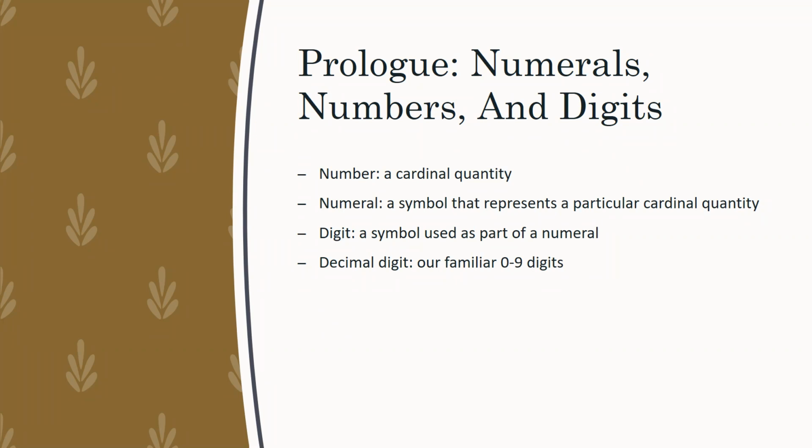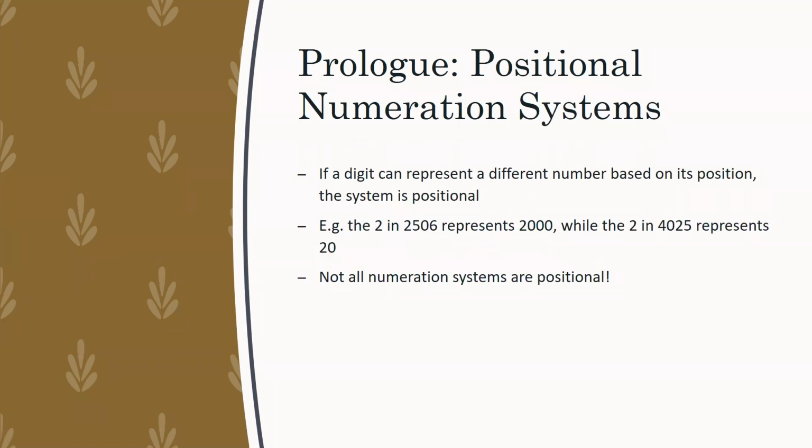A digit is a symbol that's used as part of a numeral. So the numeral 29 has a 2 in it. That 2 is serving as a digit. In fact, 2 is one of 10 digits called decimal digits because it's base 10. Our numeration system also has a quality that's called positional. If a digit can represent a different number based on its position, that means the numeration system is positional. Not all numeration systems are positional. We're going to see that in a minute.